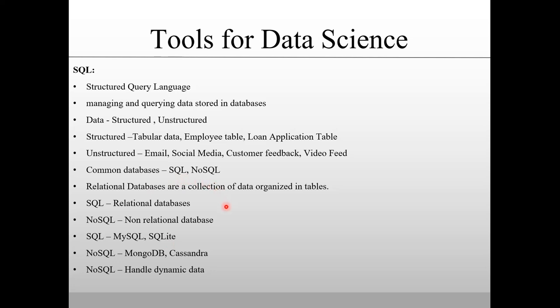Now coming on to the non-relational database. NoSQL can be used for storing non-relational data. A few examples are MongoDB, Cassandra, etc.